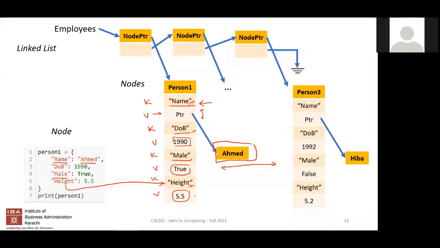I wanted to ask, why are we using two different lists? Why not use a pointer after 5.5? Okay, as I said, you could do that. I'm just showing you alternate structures.